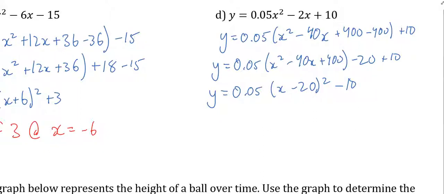Okay, very good. So this one has a minimum, it looks like, because it's opening up, because it's not flipped. So visualize: min of negative 10, shifted down 10, when x equals 20, since it's shifting right 20. Everybody good?